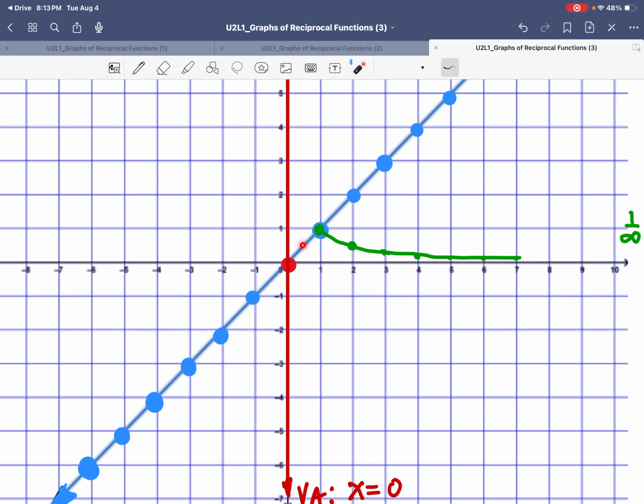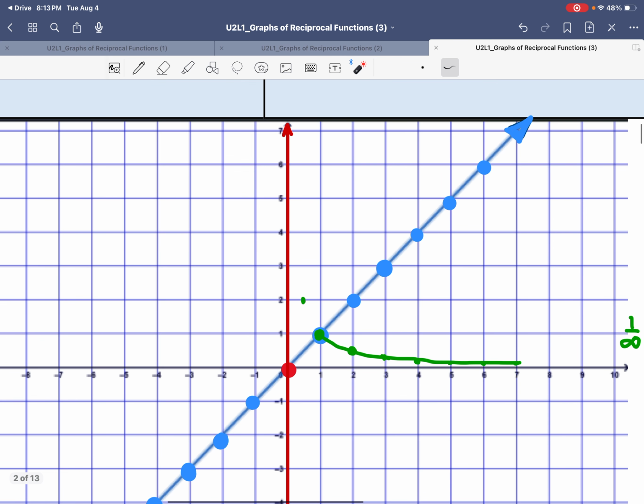So at this point right here, the value of y is 1/2. So when you reciprocate 1/2, 1 divided by 1/2 is the same as multiplying by the reciprocal, so that would be equal to 2. So we're going to say that at x equals 1/2, y equals 1/2 for the function; for the reciprocal, at x equals 1/2, y will be equal to 2.